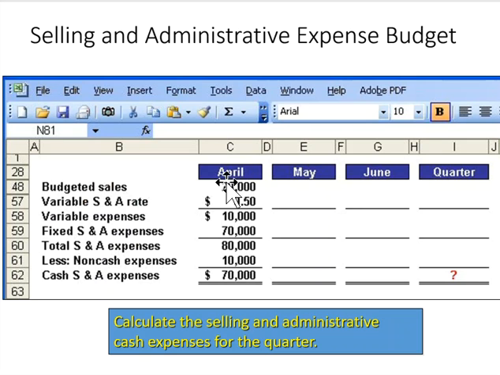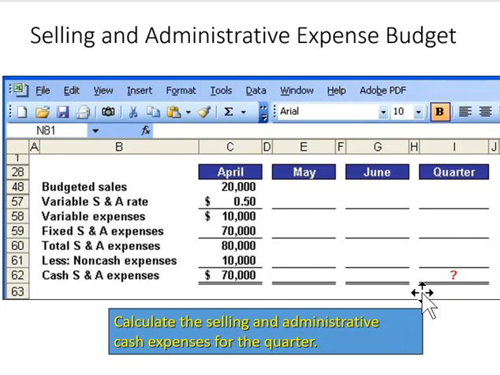So first of all, we would have to return back to our sales forecast to see what our budgeted sales were for each and every month. And then we multiply that times the 50 cents per unit variable rate. To our variable expenses, we then add our estimated $70,000 fixed selling and administrative expenses to get total selling and administrative expenses of $80,000. Then we would subtract the non-cash portion of the fixed expenses to arrive at cash selling and administrative expenses for April.